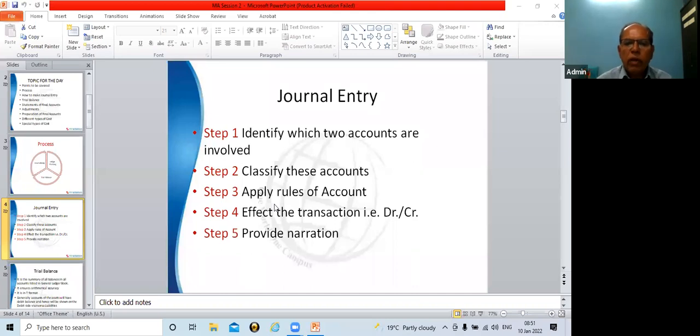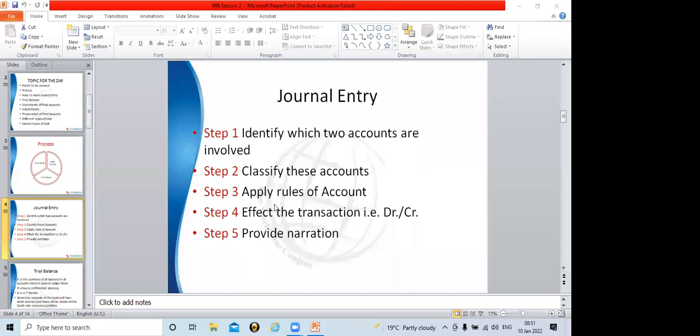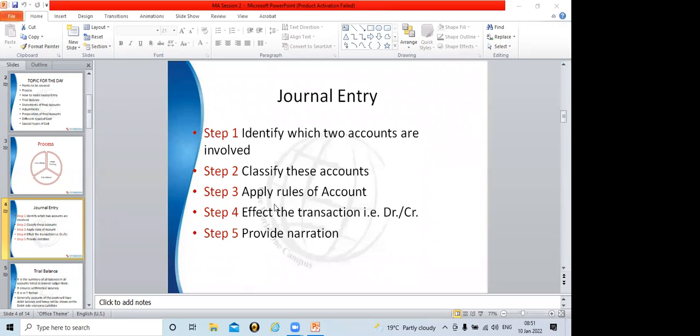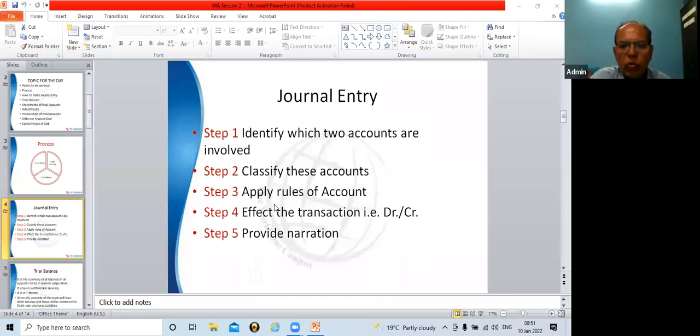Now, can you speak out what is the rule for real account? Debit what comes in and credit what goes out. Now in this transaction, what is coming into our business? Goods. Yes, goods are coming. So purchase of goods, no? Purchase of goods. So we can say goods.